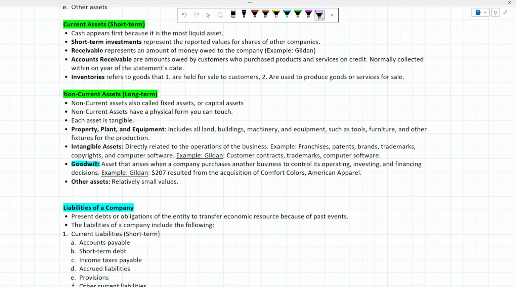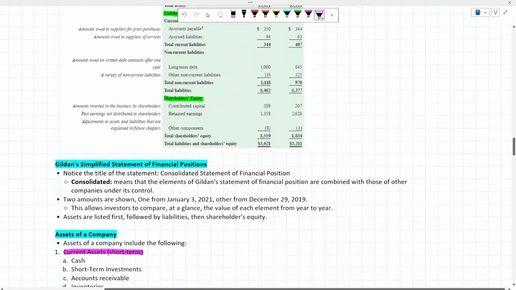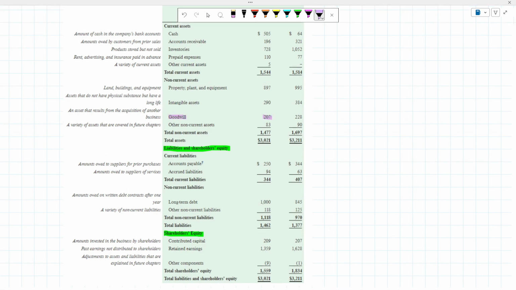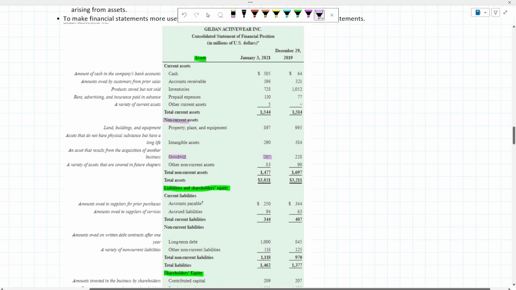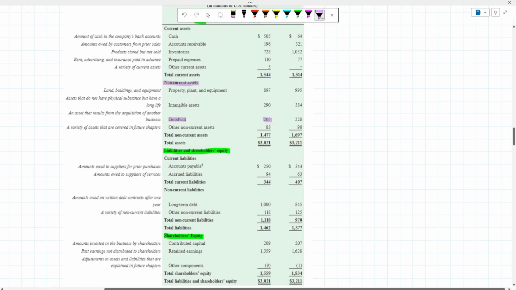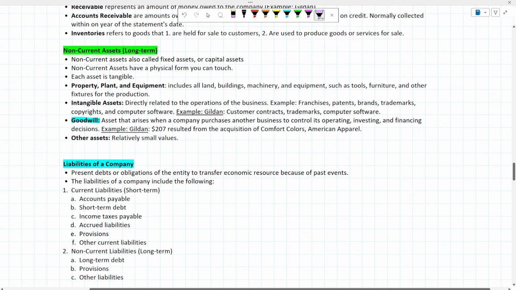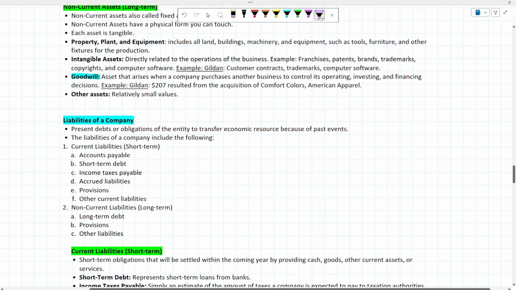An example of this is the 207 resulting from the acquisition of Comfort Colors and American Apparel from Gildan. So I believe if we check up here and we see Goodwill, I'll highlight that in purple. Goodwill here, 207. We can see it's under non-current assets, and it's 207 because of the acquisition of Comfort Colors and American Apparel. Other assets are pretty much just relatively small long-term values.